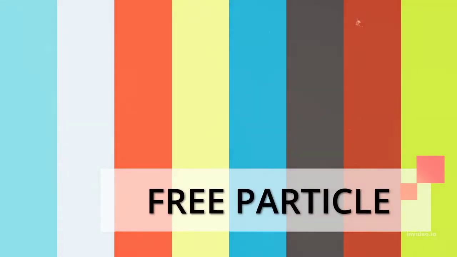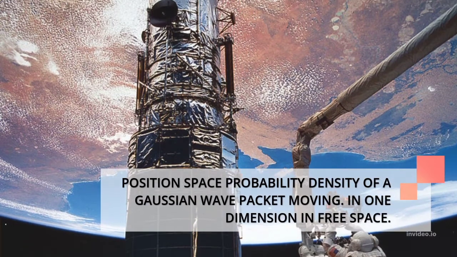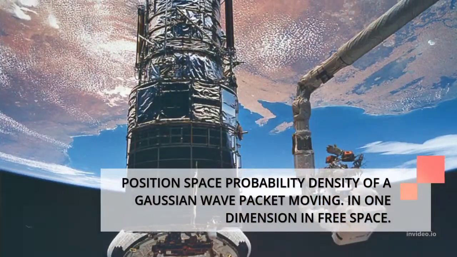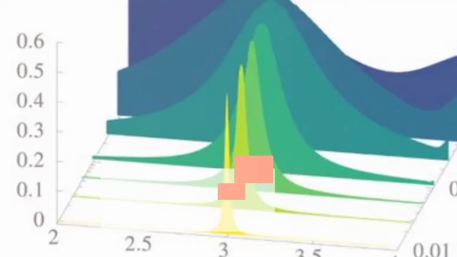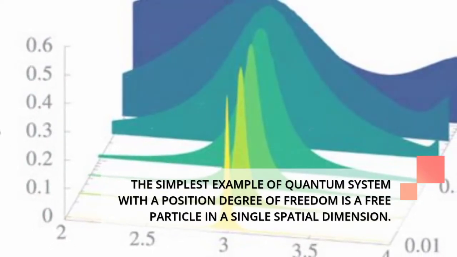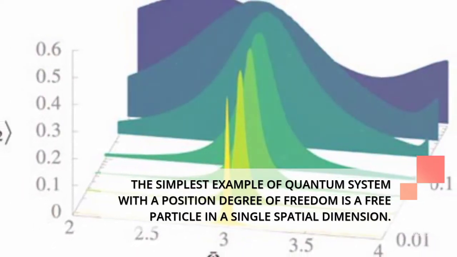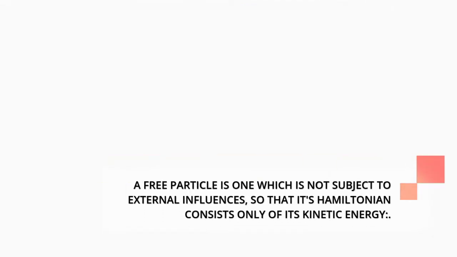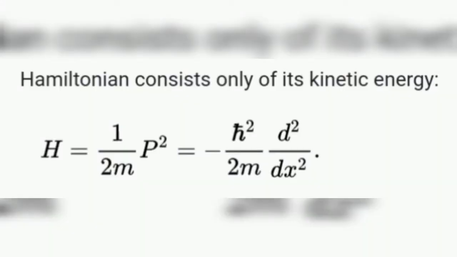Quantum mechanics examples. Free particle: position space probability density of a Gaussian wave packet moving in one dimension in free space. The simplest example of a quantum system with a position degree of freedom is a free particle in a single spatial dimension. A free particle is one which is not subject to external influences, so that its Hamiltonian consists only of its kinetic energy. H = (1/2m)p² = -ħ²/2m ∂²/∂x².